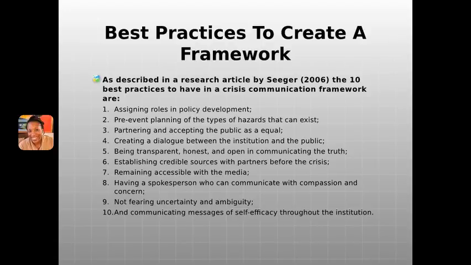Then, be comfortable with explaining how you're working to remedy the situation and make sure to communicate you will share details as they arise. Do not fear uncertainty and ambiguity. And finally, let your primary audiences know you're capable of handling and managing and remedying the crisis.